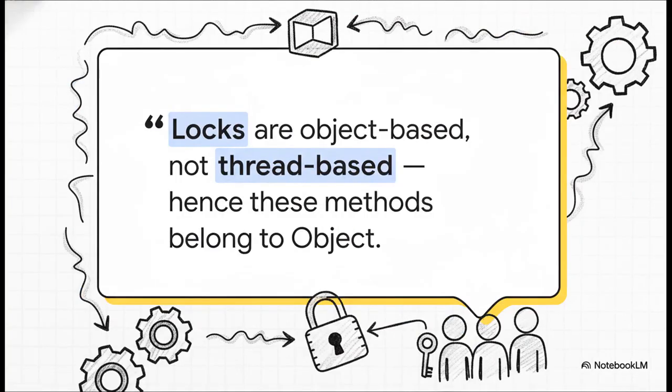And bam, here's your perfect answer. See, these methods, they operate on an object's monitor lock. And since basically any Java object can be used as a lock, these methods have to be in the Object class so they're available everywhere. A thread doesn't own a lock, it acquires a lock on an object. It's a subtle but crucial distinction.